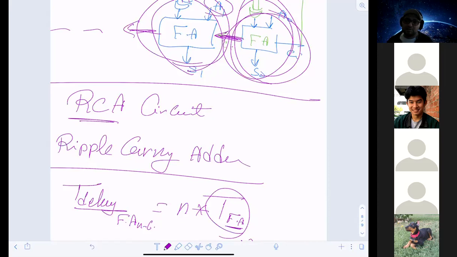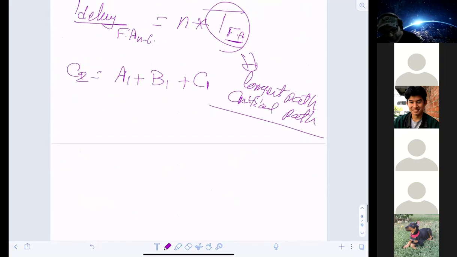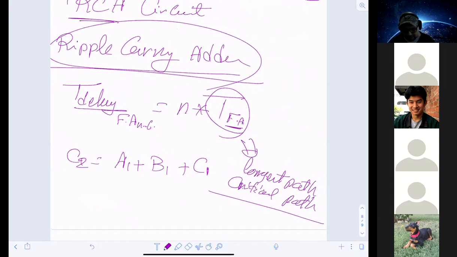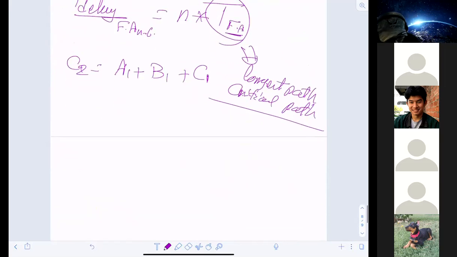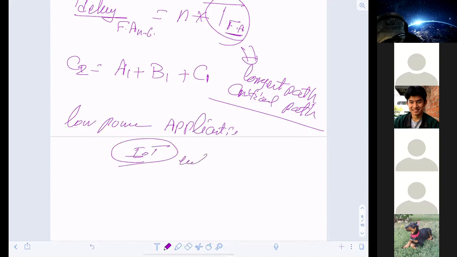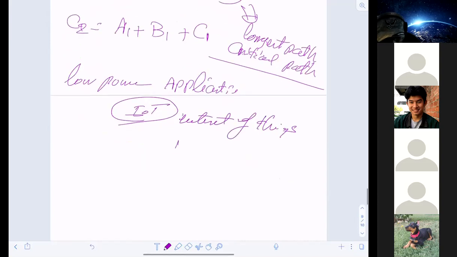Anyway, the ripple carry adder is a circuit approach. It's a naive design. It's a very simple design, but it's a limited design. So the ripple carry adder is used for low power applications, like IoT, Internet of Things, iWatch, smart sensors.